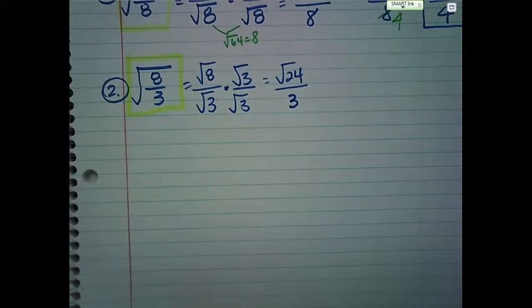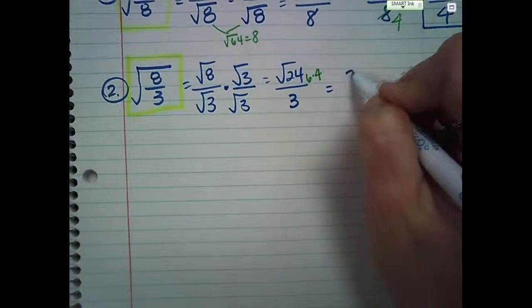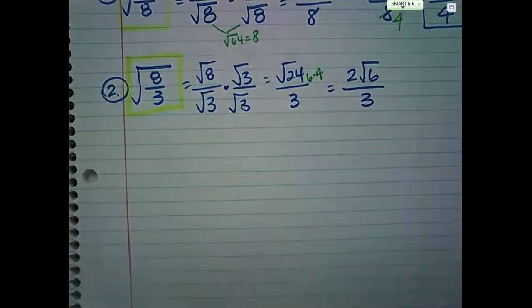Simplify 24 is 6 times 4. So you have 2 root 6 over 3. Can anything be simplified? No, you're done. Good.